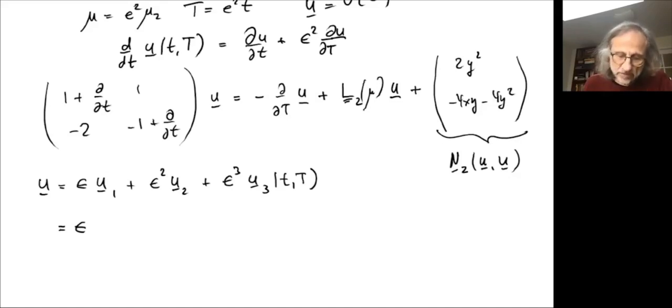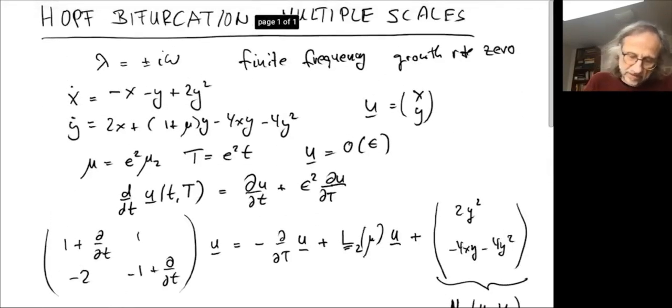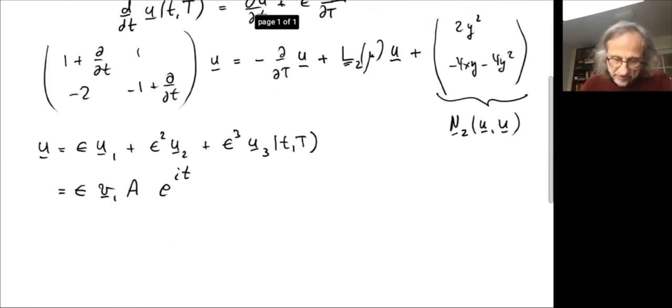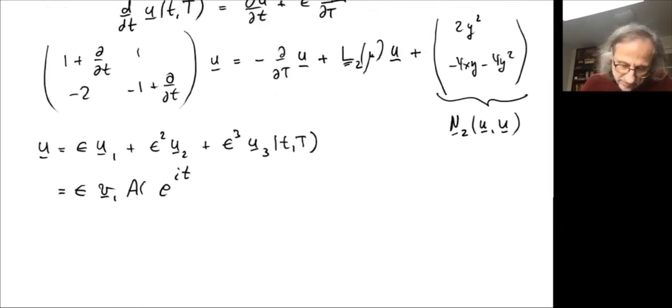Well, when we plug in, we'll get back the linear problem. And so therefore, the leading order term at order epsilon will be the eigenvector associated with the eigenvalues that cross the imaginary axis, which we call V1. And then an amplitude, which we don't know yet, times e to the it, because the frequency is actually 1. I didn't say that here, but in this example we have plus minus i. So the frequency is 1.